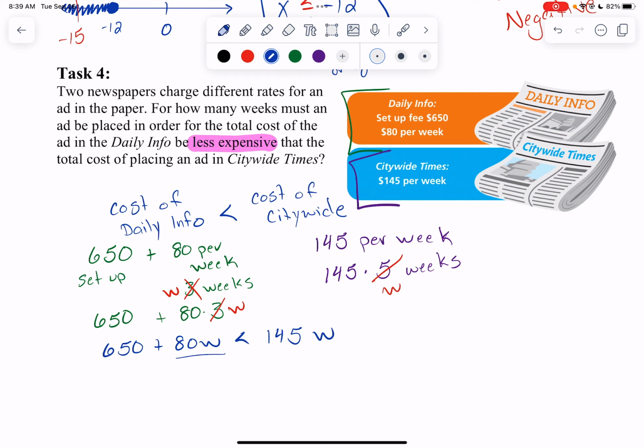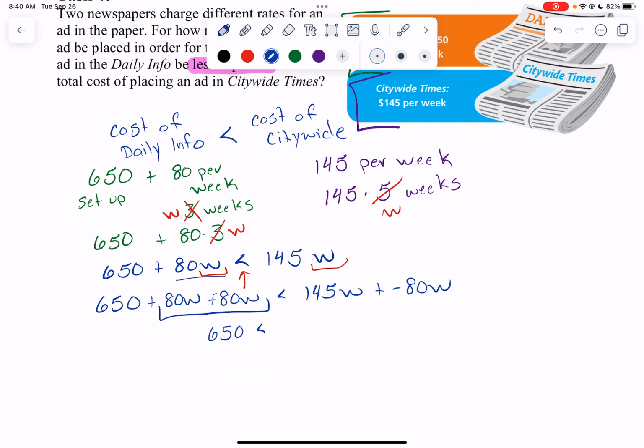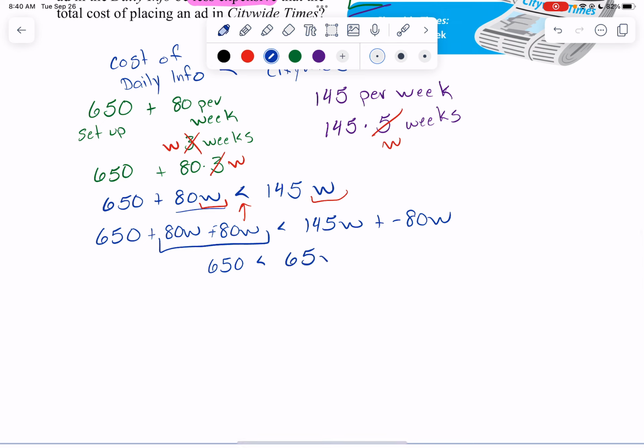Okay, so the first thing I'm going to do is I want to solve for weeks. So my W is right here and right here on opposite sides of my inequality. So since I have more W's on the right, because it's 145, I'm going to subtract 80W, or add a negative 80W, to both sides. Plus 80W minus 80W is less than 145W plus a negative 80W. So now these add to 0. I'm left with 650 is less than 145 minus 80, which would be 65W.